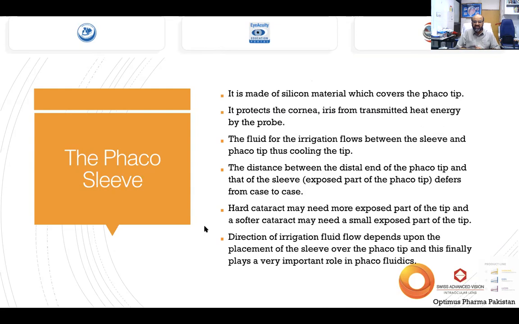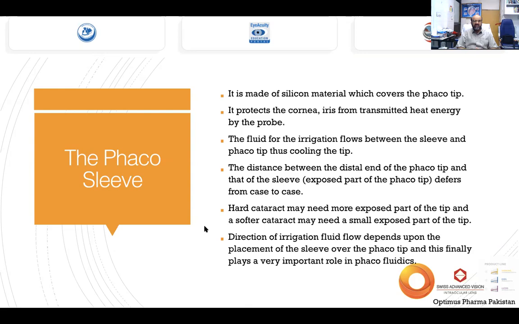Then comes the phaco sleeve. It is a silicone material which covers the titanium tip, and it has two side holes 180 degrees apart. It is attached to the irrigation line, and it serves to irrigate the anterior chamber and maintain the depth of the anterior chamber. It also keeps the phaco needle covered, so that during the vibration, the heat that is produced is dissipated by the silicone sleeve.